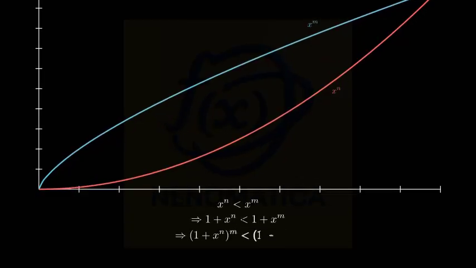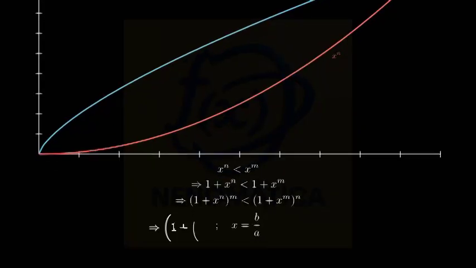Now we can take both sides and raise them to the respective powers. We raise the left side to the power m and the right side to the power n. This gives us (1 + x^n)^m is less than (1 + x^m)^n.